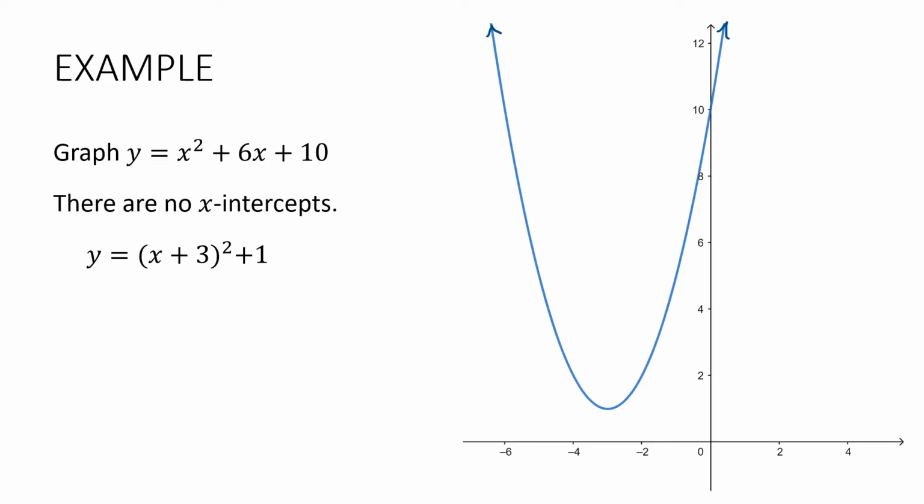So having a look at the graph, here is our y-intercept, 0, 10. Here is our turning point, negative 3, 1. And it's symmetrical about that line, x is equal to negative 3.